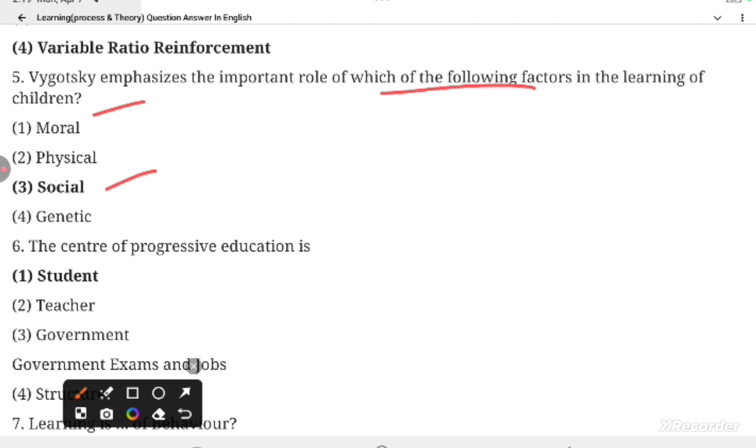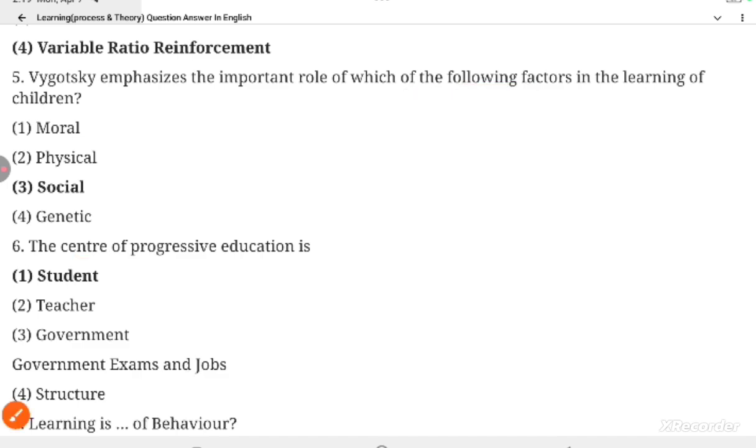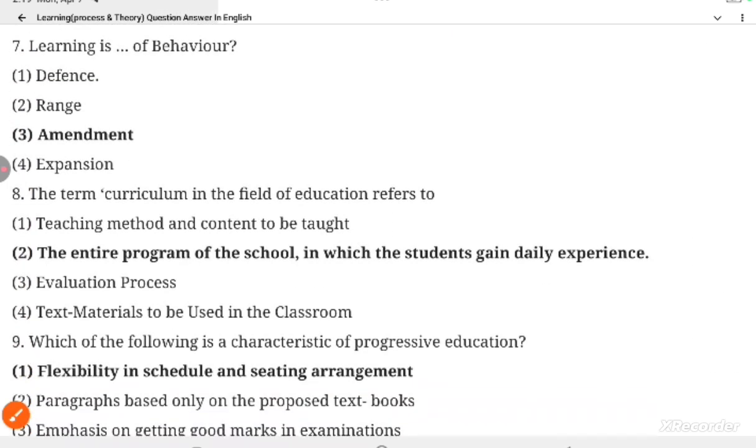Question 6. The center of progressive education is student. Question 7. Learning is dash of behavior. Options are defense, range, amendment, expansion. And the correct option is amendment. Learning is amendment of behavior.